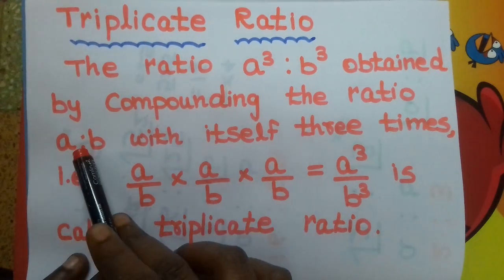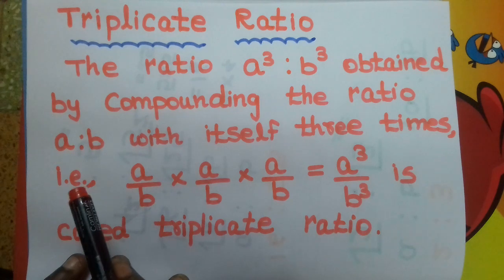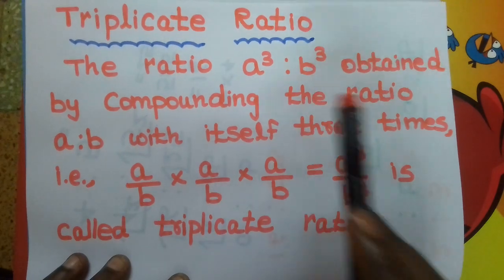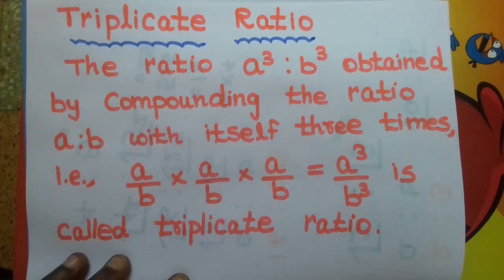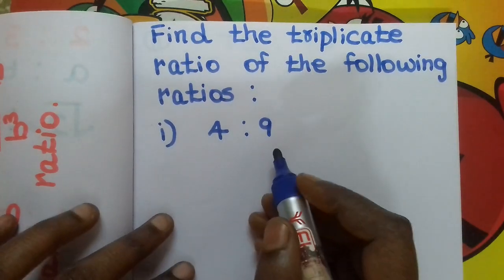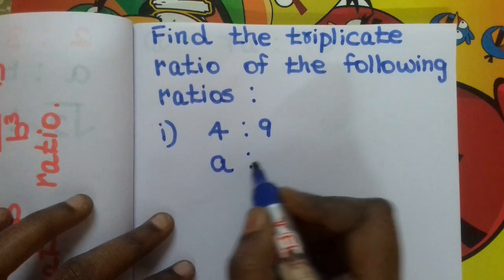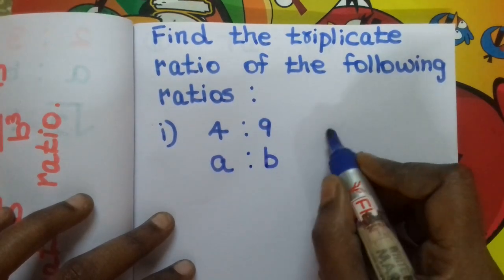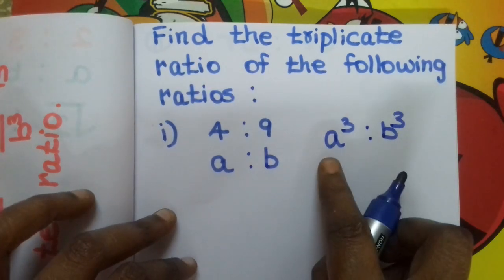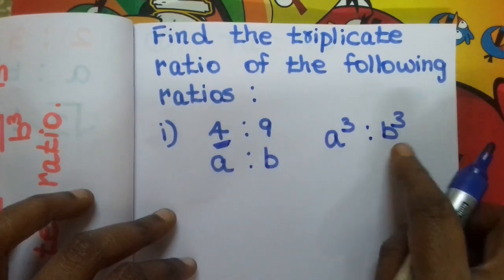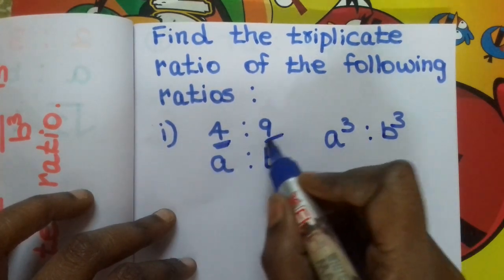So your antecedent, you must multiply 3 times, and similarly your consequent, you must multiply 3 times, and the resulting ratio is called triplicate ratio. So 4 is to 9, the general form a is to b. So triplicate ratio means a cube is to b cube. So here a is your antecedent, which is 4, and your consequent b, which is 9.